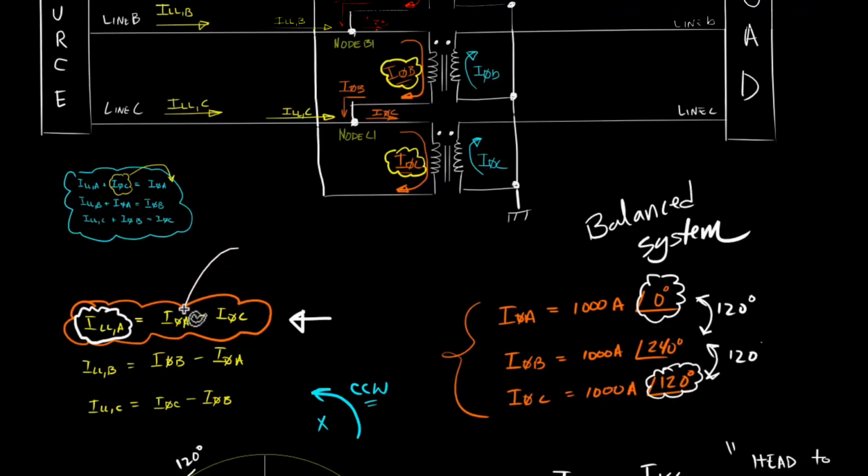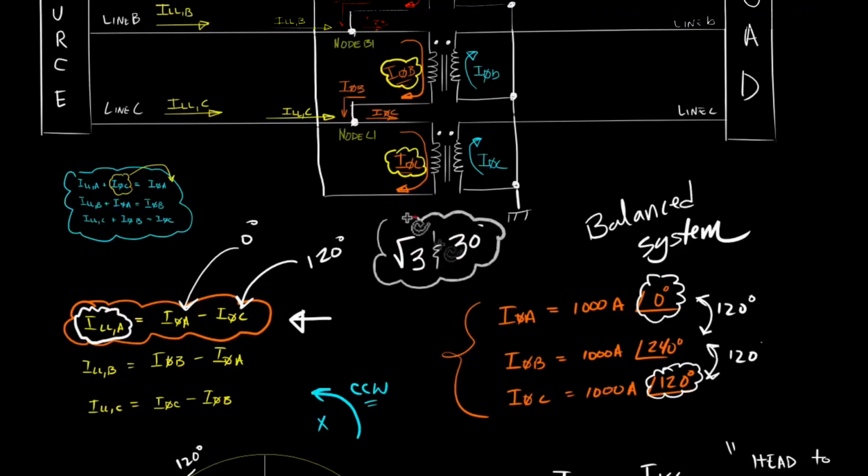It's the angle of phase A current, which is at 0 degrees, which we define here, and the angle of phase C current, which is at 120 degrees, which we define here. That's what's causing the square root of 3 times difference and a 30 degrees phase shift between the phase current and the line current.